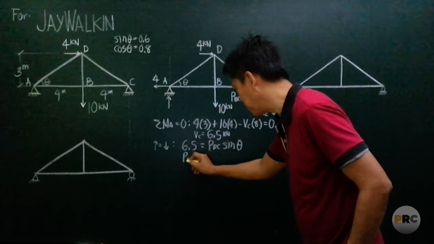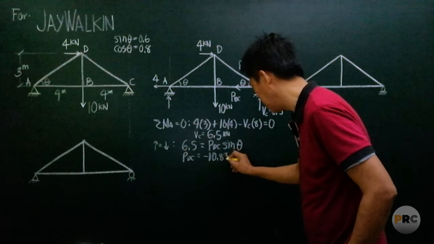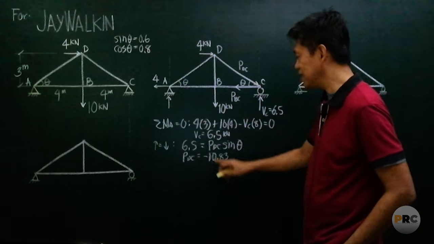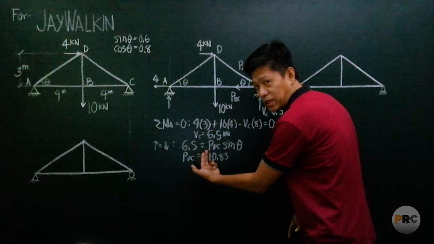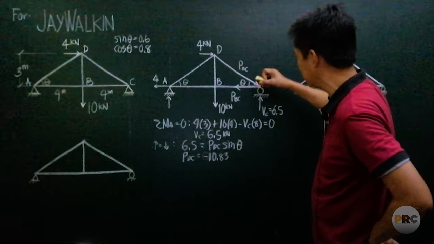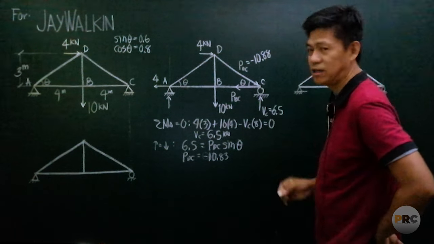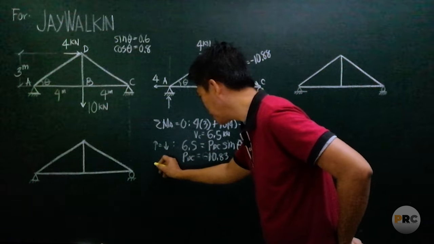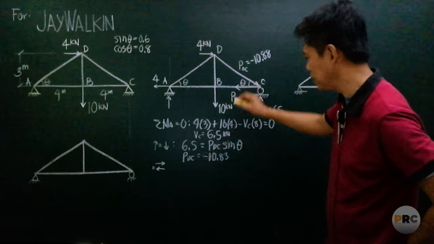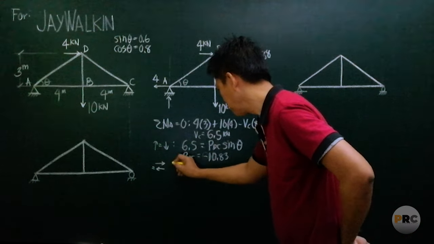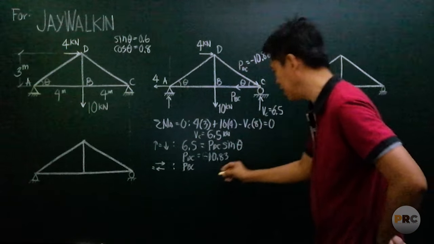So you will get here PDC is going to be negative 10.83. I just included the negative here to indicate that it is compression, but in this computation this is positive. So it is 10.83 compression, so I will be putting the sign negative for compression. Negative 10.83. Now, summation of forces horizontal is 0 or forces right equals force left. The force left is PBC, while the force right is the horizontal component of this, which is 10.83 times 0.8.